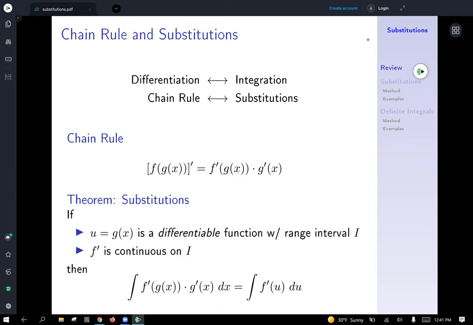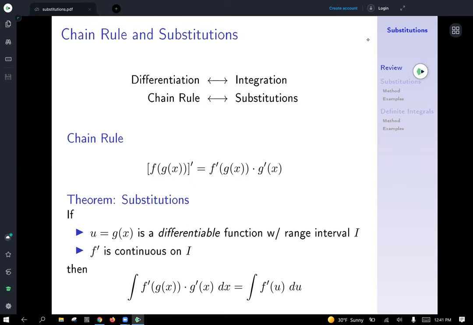So take a look at the chain rule. You've got f of g of x with the prime, meaning the derivative of everything in there, the composite function. It is the derivative of the outside guy evaluated at the inside guy, times the derivative of the inside guy: f prime of g of x times g prime of x. So in reverse, that looks like this.